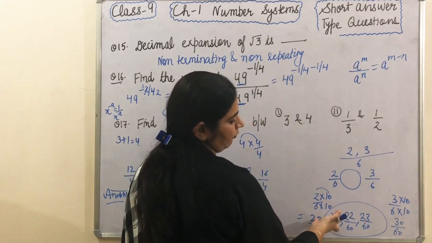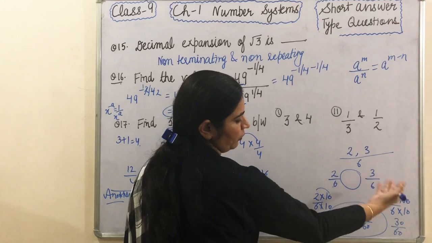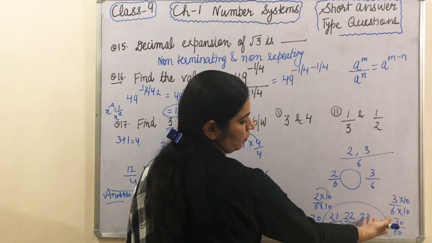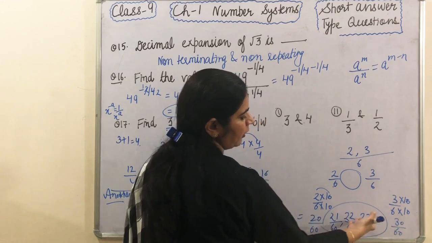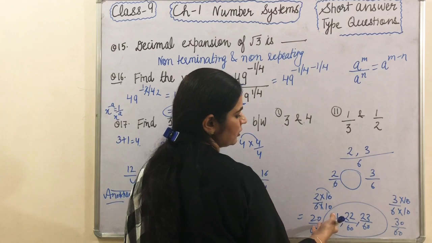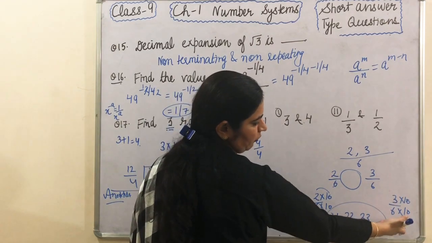Either you can start from here, from 21, or you can start from the last number, 29 by 60, 28 by 60, 27 by 60. All the 9 numbers are lying between these two numbers. It's up to you. Either you start from here or you can start from there. Okay.